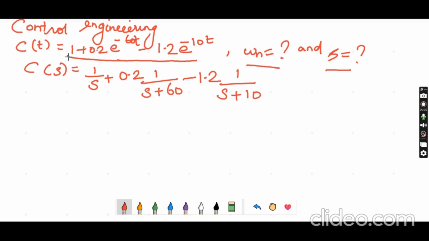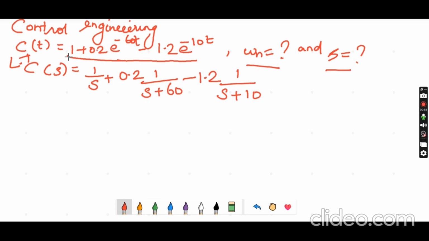As a first step, we need to take the Laplace transform of C(t), so it will become C(s). The Laplace transform of 1 is 1 by s. Again, 0.2 times 1 by s plus 60, minus 1.2 times 1 by s plus 10. So this is the Laplace transformation of the given system response C(t).